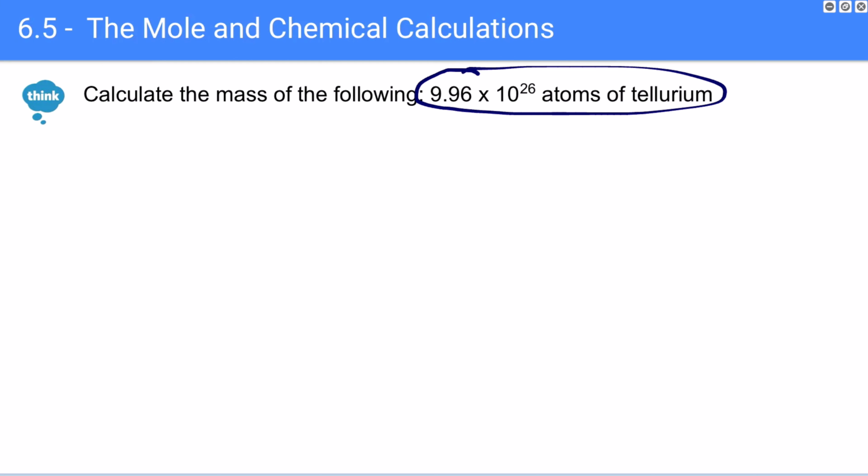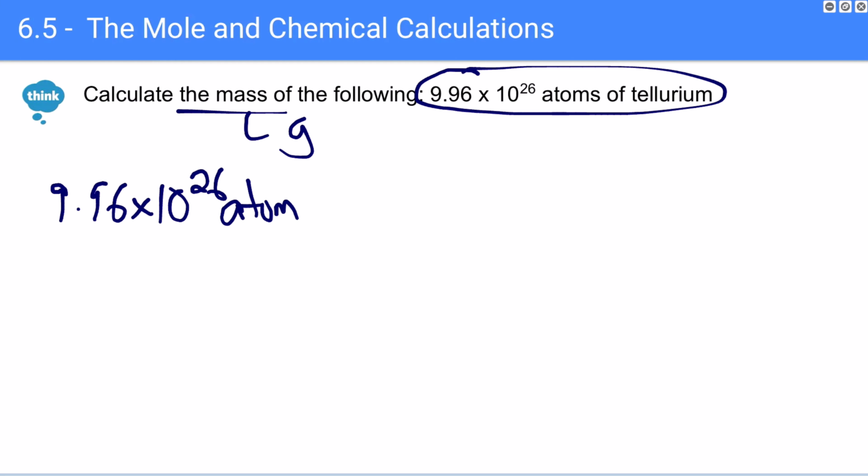9.96 times 10 to the 26th atoms of tellurium, and our unknown is mass. Remember, mass is grams. Start off with what's given: 9.96 times 10 to the 26th atoms. Whatever unit is on top of the first step has to go on the bottom of the next step.